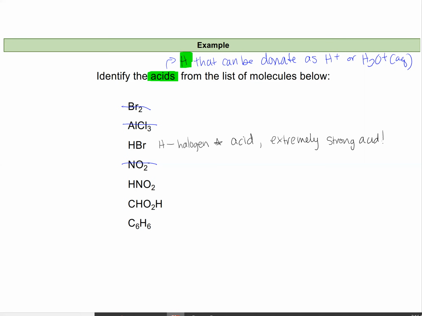Now we have HNO2. This is a nitrogen bonded to 2 oxygens, and a hydrogen bonded to the oxygen. So we're looking at a hydrogen that's bonded to an oxygen, which we know that OH bonds can be broken by bases. So this is going to be a good acid. And even if I didn't know this structure right here, I'm seeing a hydrogen atom that's either bonded to a nitrogen or oxygen. Both of these are more electronegative than it. It's likely I'll be able to break the bond between them. So this will be one of our acids.